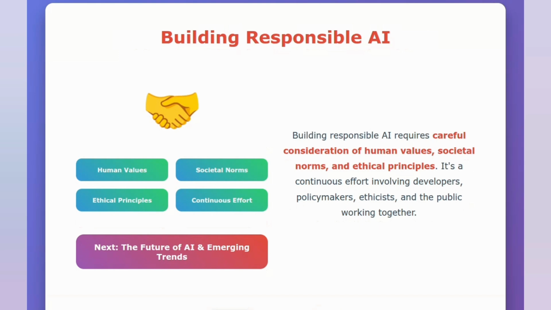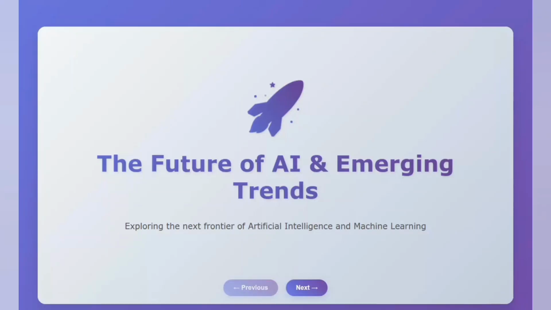In our final lecture, we'll look at the future of AI. We've covered a vast landscape of AI and ML, from foundational concepts to the cutting edge of generative AI. To conclude, let's cast our gaze forward and discuss the future of AI and emerging trends.